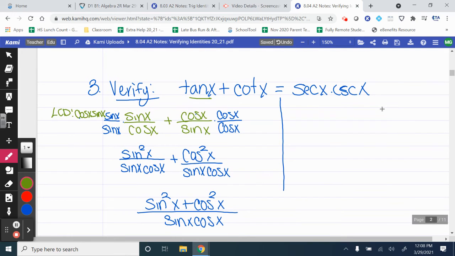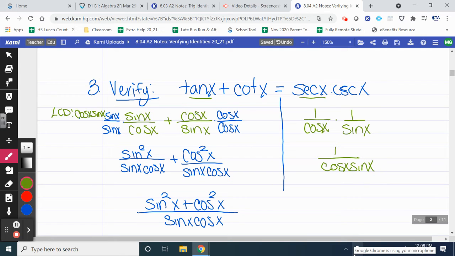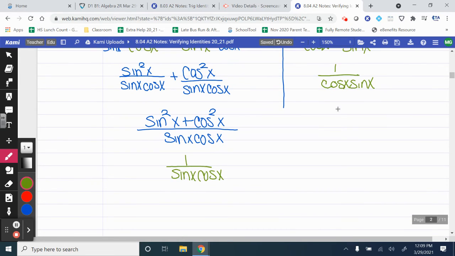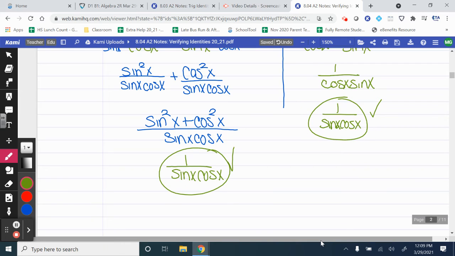So maybe you go back up here and say, okay, well, I know secant of x is 1 over cosine, and I know cosecant is 1 over sine of x. Now I have something that's really close to what I have there. I just need to multiply straight across the top and straight across the bottom. And now I have 1 over sine x times cosine x on both sides. If you want to switch it, you're using your commutative property, and then it looks exactly the same. So you've got 1 over sine x cosine x on both sides.